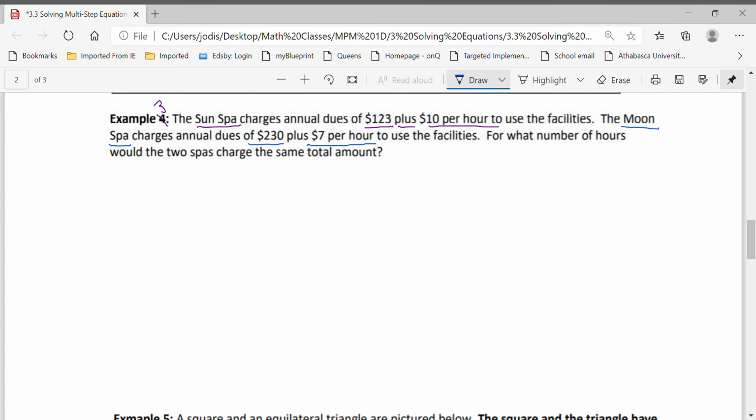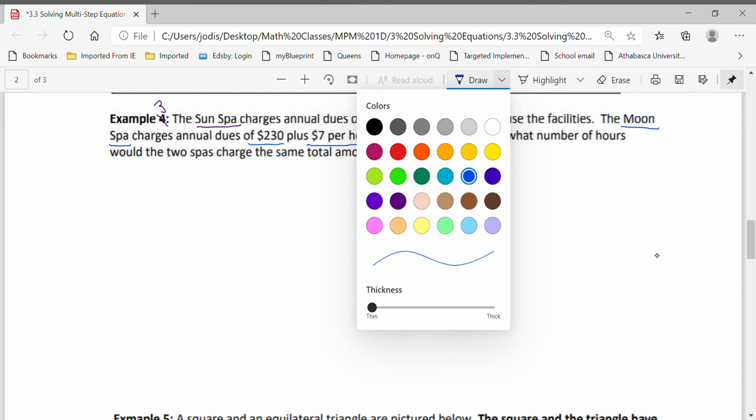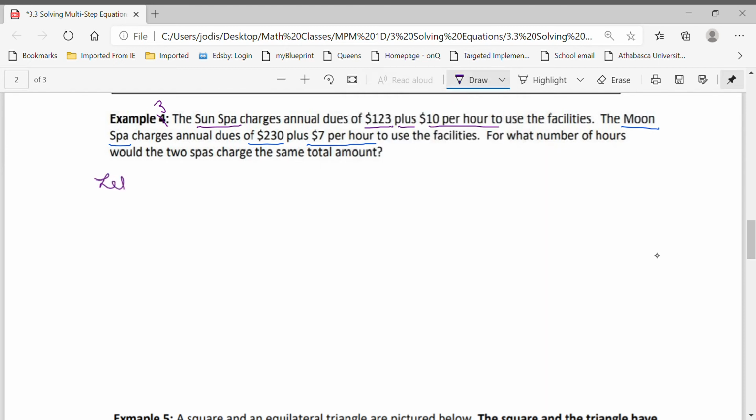Okay, so we're going to let X represent, so what they're asking us for is, what number of hours would the two spas charge the same total amount? So let X represent the number of hours at the spa.